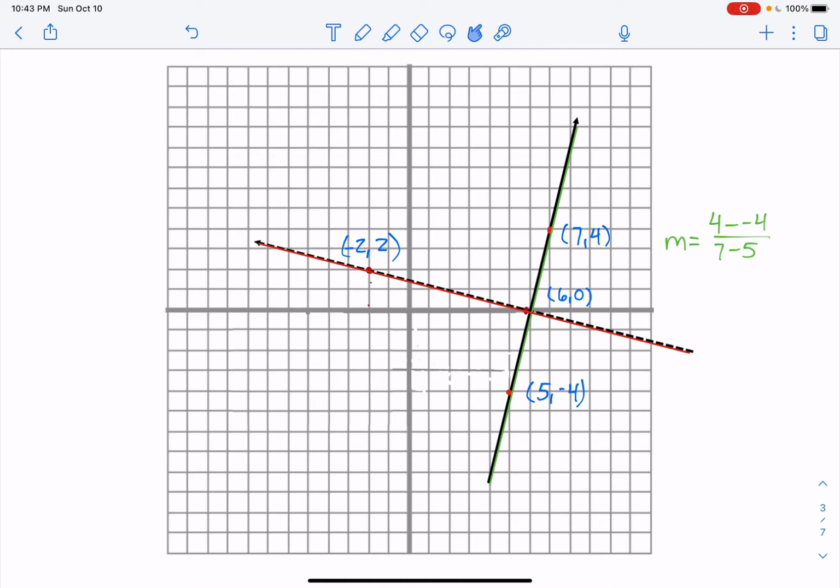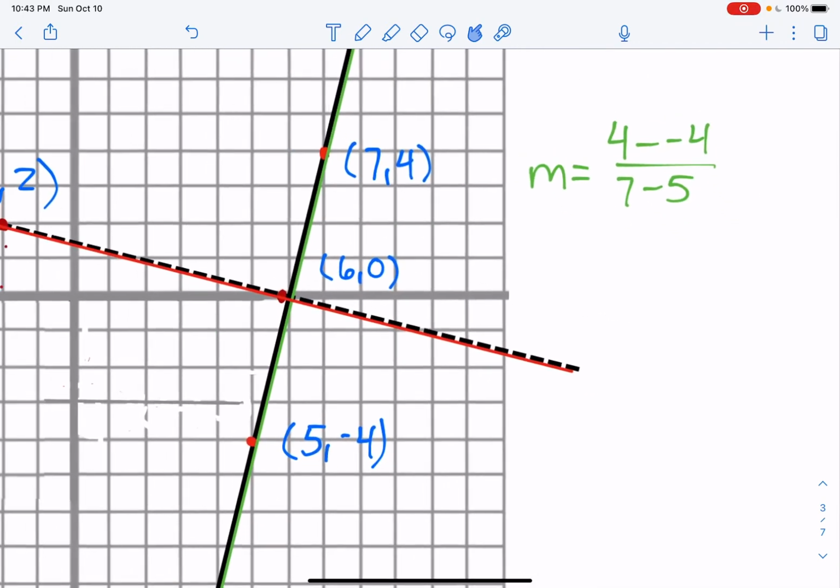So for my green line, if I want to find the slope, I've put my points at 7 and 4, 5 and -4. Again, on your homework, it'll just give you points. It won't even give you a graph, but that's all you need. We're going to find the slope of the green line using the 2 points they gave us. So I go 4 minus -4, over 7 minus 5. Simplify that, and it becomes 4, or 4 over 1.